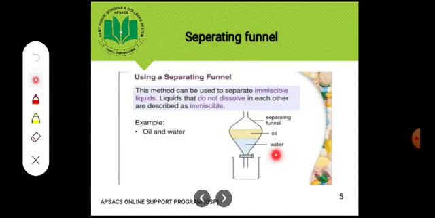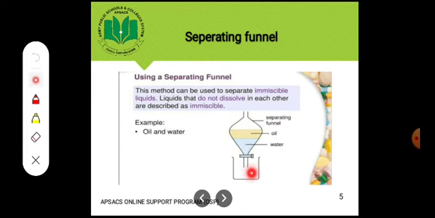Then we will keep this mixture undisturbed for some time. We will see that two layers are obtained. The bottom layer is that of water because water is denser, and the top layer is that of oil because oil is lighter than water. Then we will open this tap. The water will move into this beaker dropwise, and we will continue the process until all of the water is separated, and then we will close the tap.